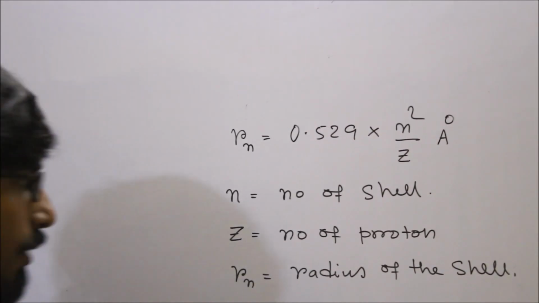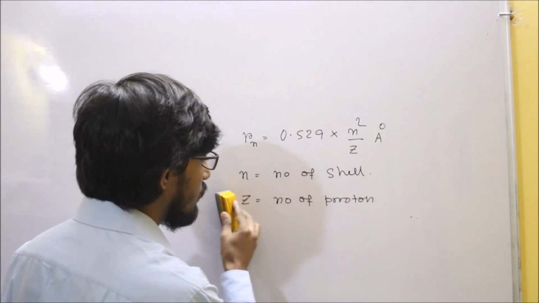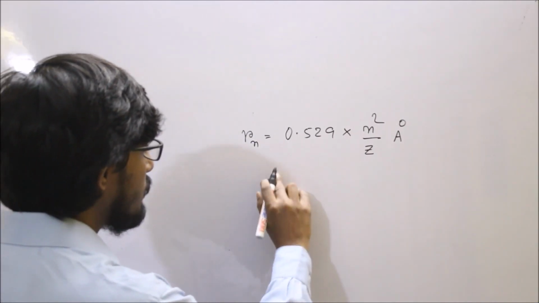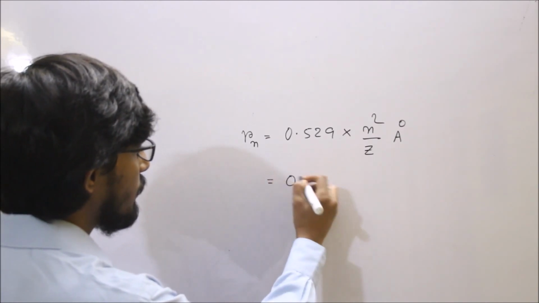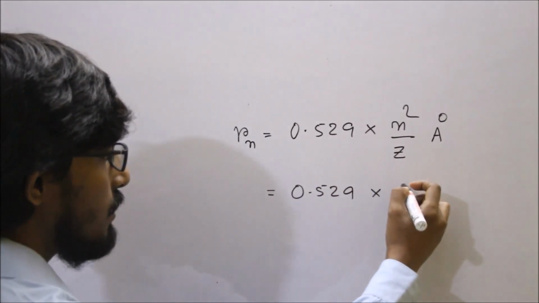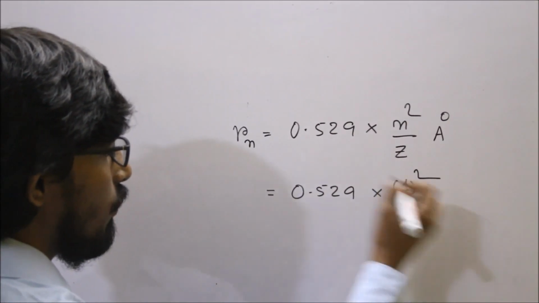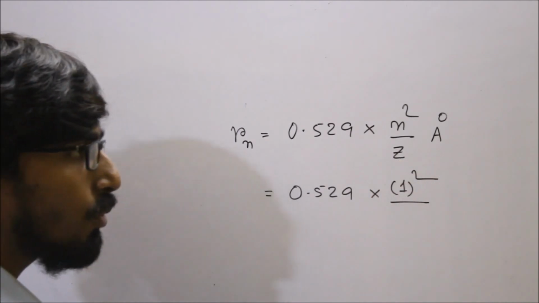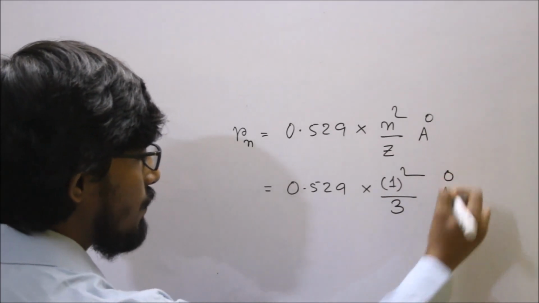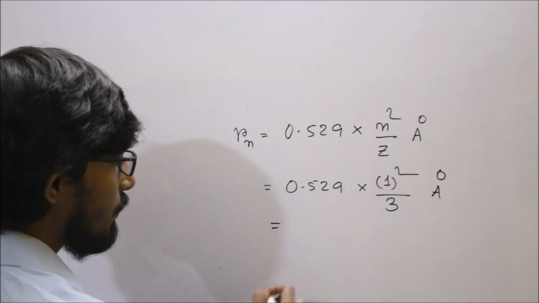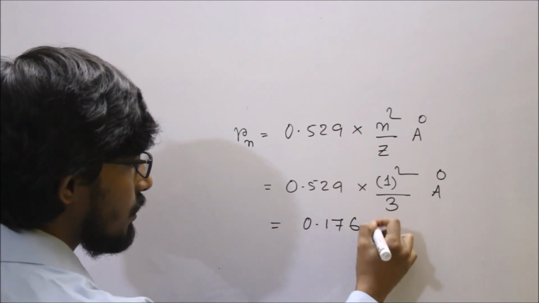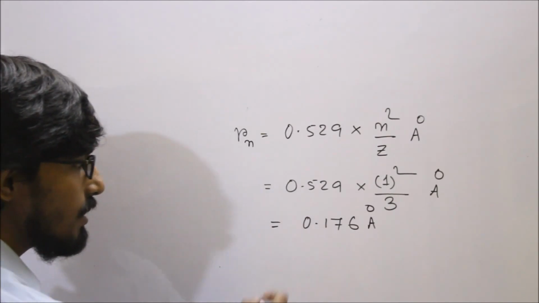Now according to our question, the radius of Li2+ ion will be 0.529 into n square. n means first shell, that means 1 square. Z, the number of protons present in Li, is 3, in angstrom. So the answer will be near about 0.176 angstrom. So this is our answer.